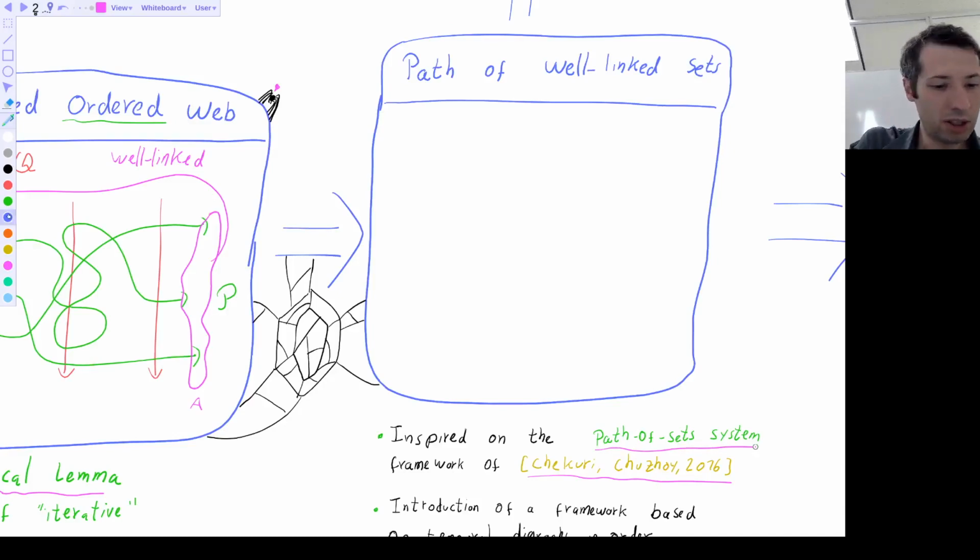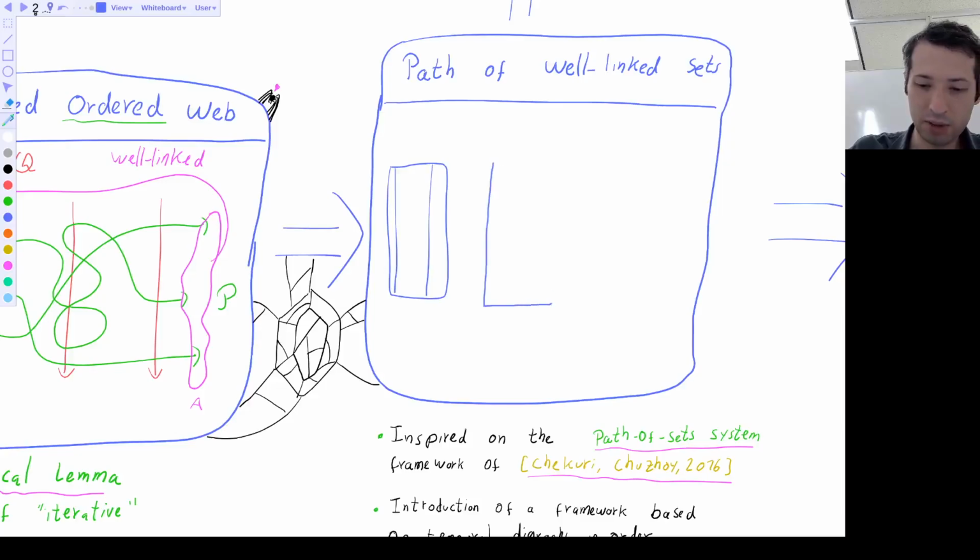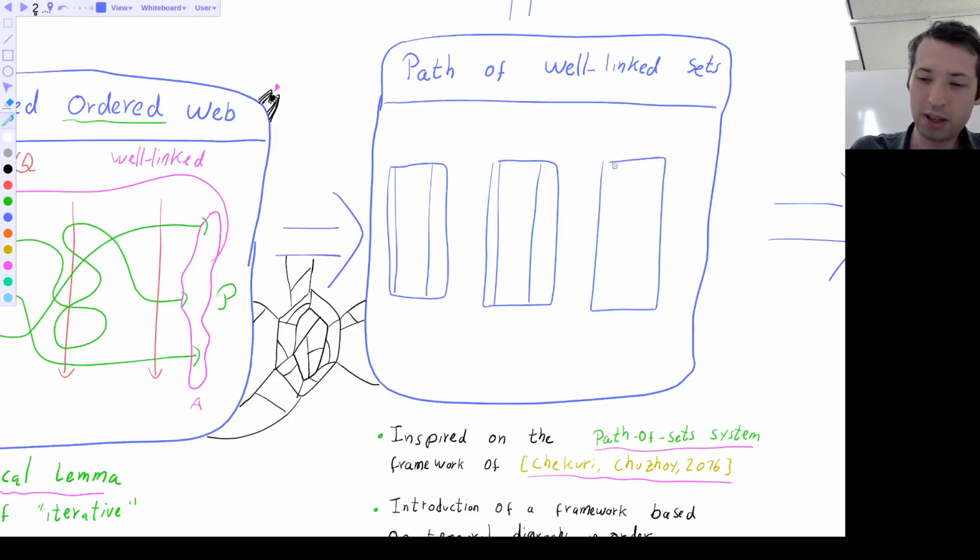And the path of well-linked sets looks like this. So the definition is somewhat similar to the one for the undirected case. However, the mathematical properties are very different because directed connectivity behaves very differently. So we have a bunch of sets, which we call clusters. So let's call them S1, S2, and S3.